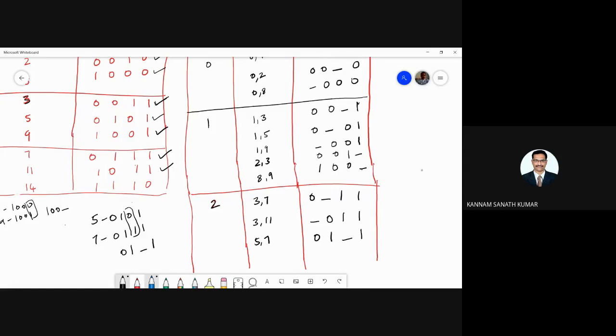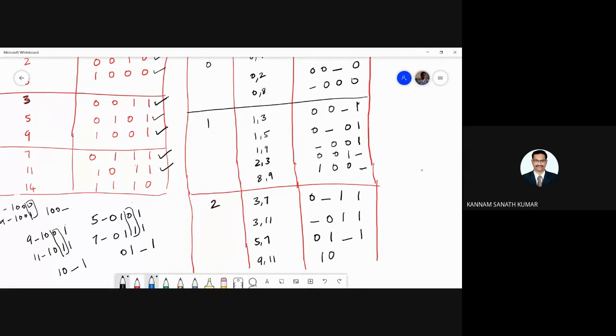Okay, and next you check for 9. 9 is how much in binary? 1001 and 11 is 1011. So this differs by 1 bit. So it becomes 1 0 dash 1. So 9 comma 11.